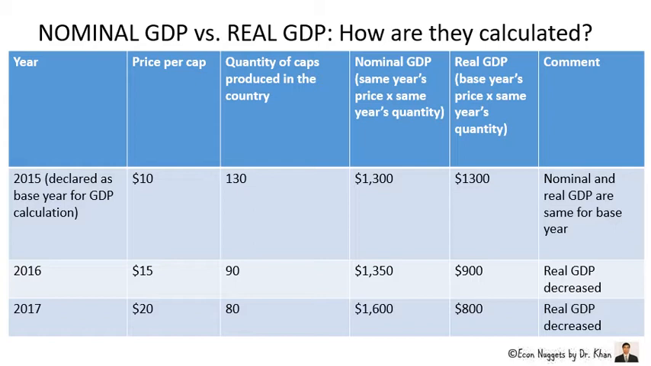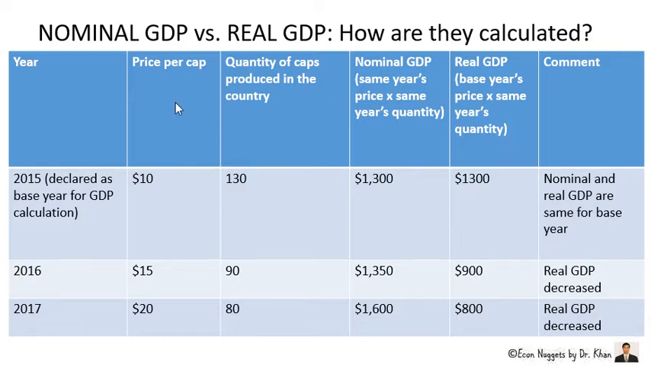In the macroeconomics textbook, the definition of nominal GDP is the current market prices of all the output produced in a given year in a given country. And for real GDP, the textbook definition is that real GDP is found by multiplying the base year's price with the current year's quantity. So let's see using a simple 3 years example.